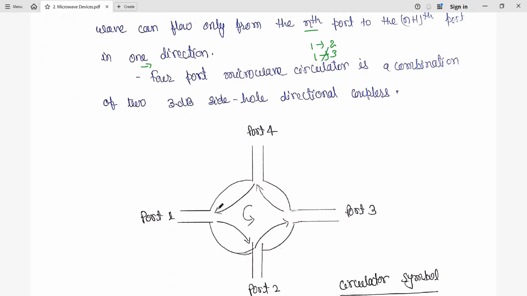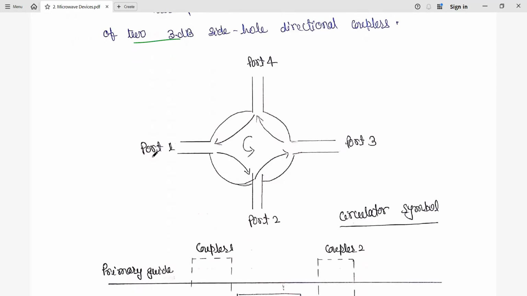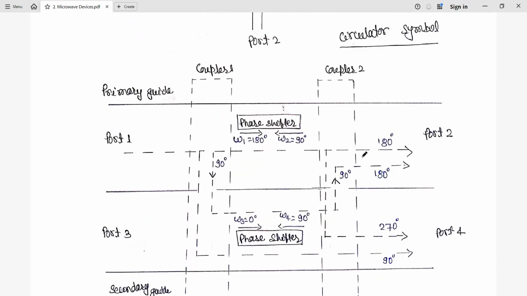So we have taken here the 4-port microwave circulator. That is the combination of two 3 decibel side hole directional couplers. Already we have seen the two hole directional couplers. Here loss is considered as 3 dB. If you observe, it can transfer from port 1 to port 2, again from port 2 to port 3, and 3 to 4, and 4 to 1, and so on. Now we'll see how this directional coupler is going to work.